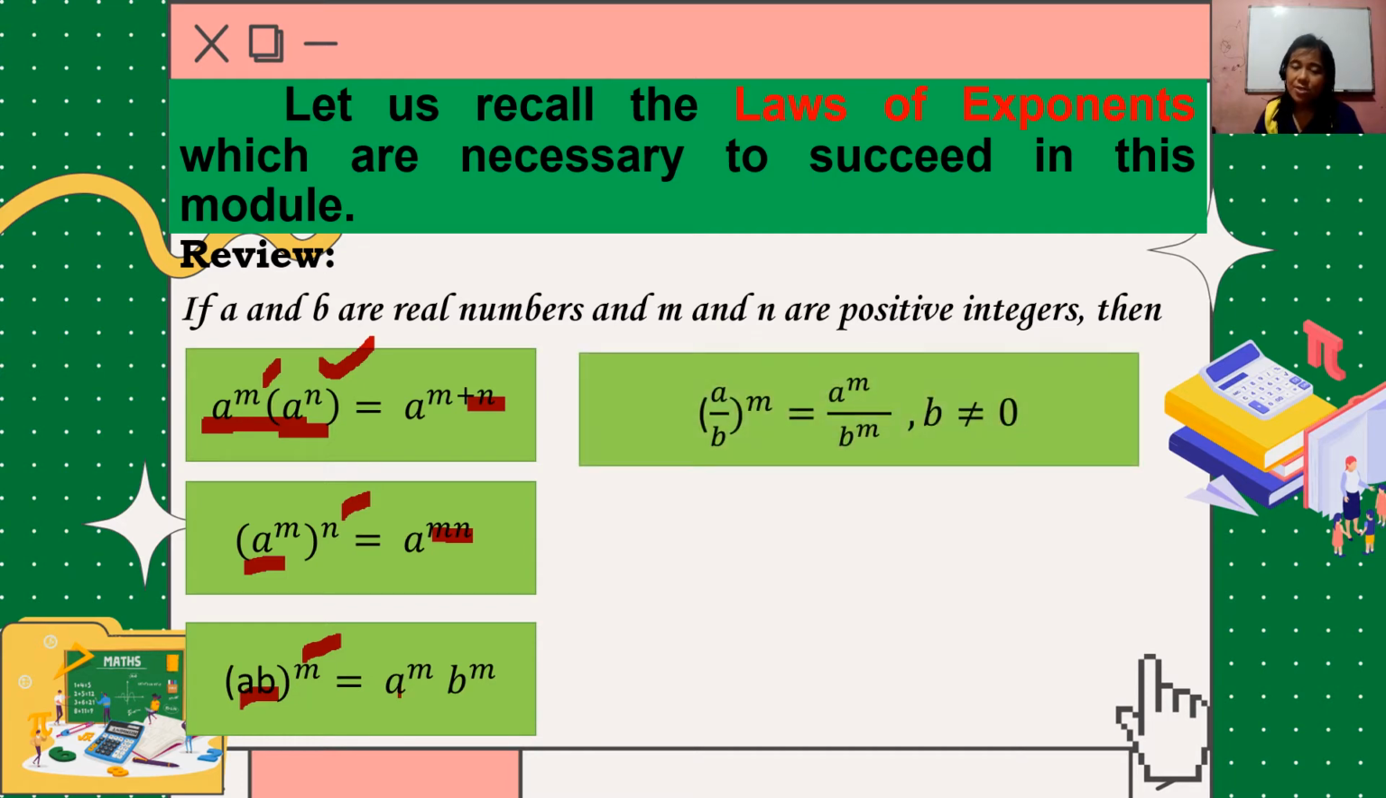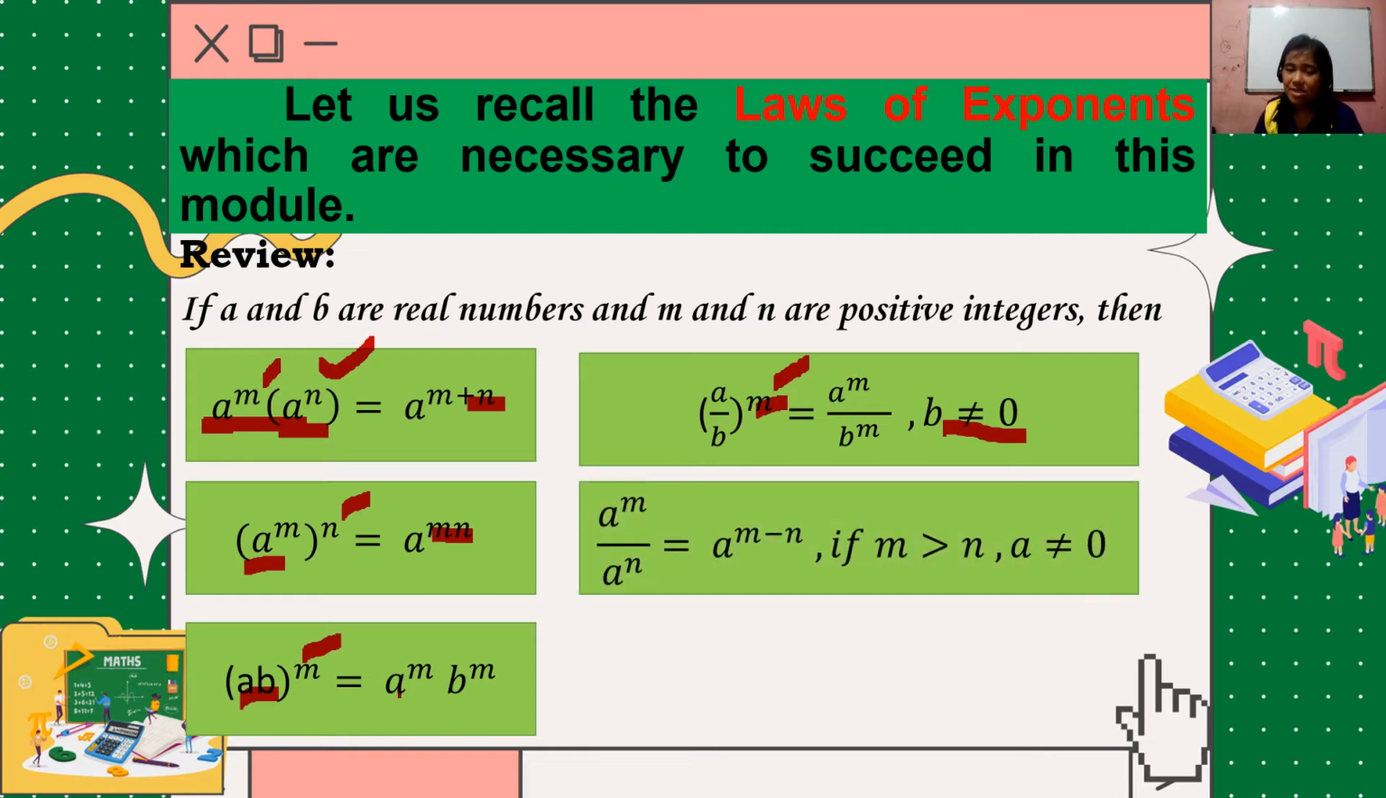Okay, our next law pertains to quotient. So, a over b being raised to another power. Each of the numerator and the denominator is being raised to a power outside, provided that the denominator should not be equal to 0. Another law is, pag ganito, up and down, pero pareho sila ng base, what you need to do is to subtract. Subtract mo yung exponents, kung yung exponent mo sa taas is greater than yung nasa baba. Okay?